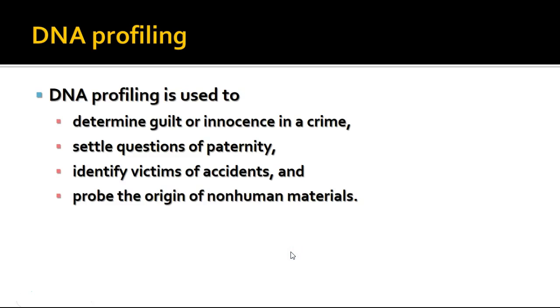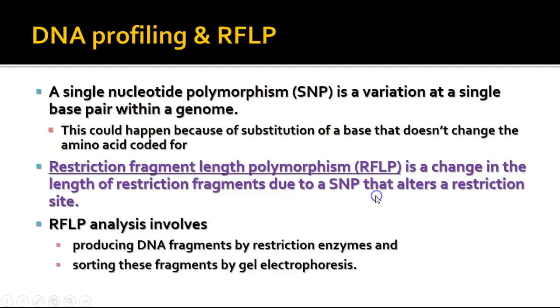We use DNA profiling for lots of things these days. Of course, it's used a lot in court cases to determine guilt or innocence, or perhaps determine paternity of a child. You can also use it to identify victims of accidents. You can also look at other materials, non-human materials, and look at origins of those kinds of things. We can look at various different species and see how similar or different they are. We can look at wood or any kind of plant material, or anything from living sources that has DNA. We can use DNA profiling to see similarities and differences.